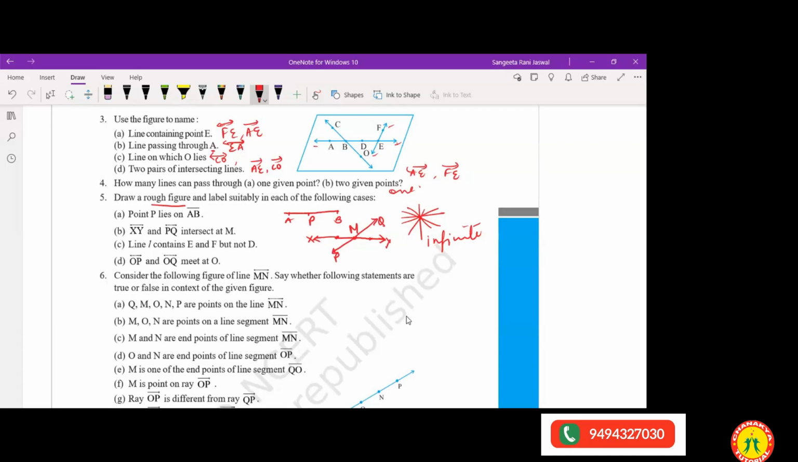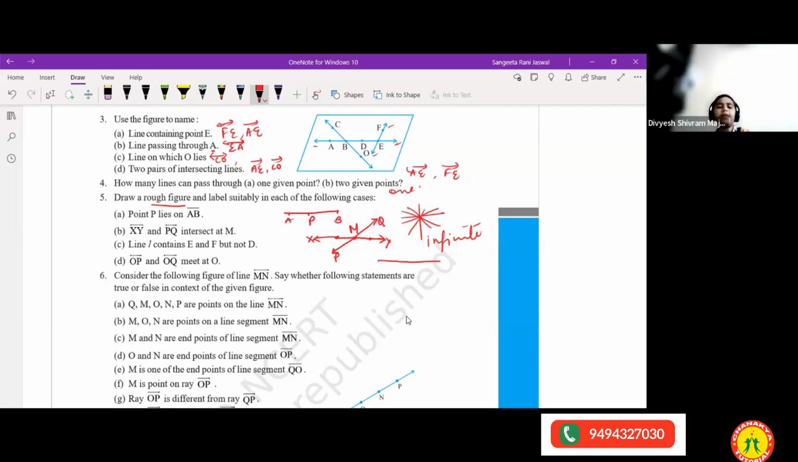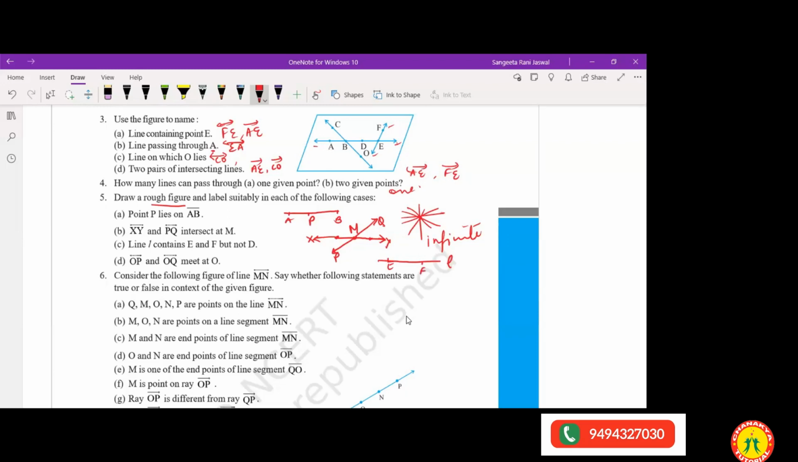Okay. Line L contains E and F, but not D. Now it's saying there is one line, L. Ma'am, we need to keep E and F on the line, but we should keep D outside the line. Yes, so E and F are on the line and D is outside the line.